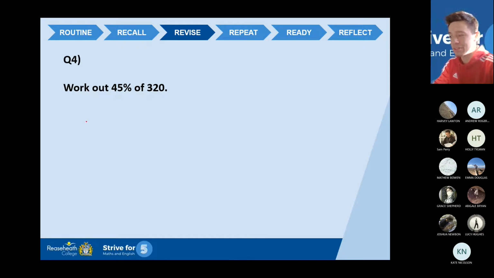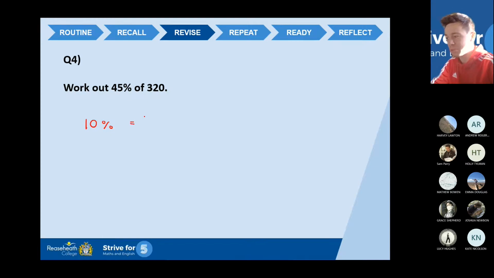In order to work out percentages, we need to create like building blocks. So we've got a 10% block, which essentially involves dividing the number by 10, which removes the zeros. That gives us 32. And then let's create our 5% block. We're going to need a 5%, aren't we? Because it's 45. 5% is going to be half of our 10% value. So half of 32 is 16.